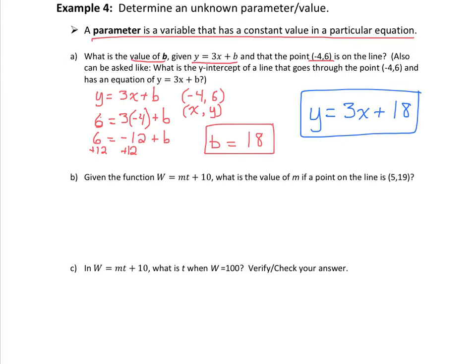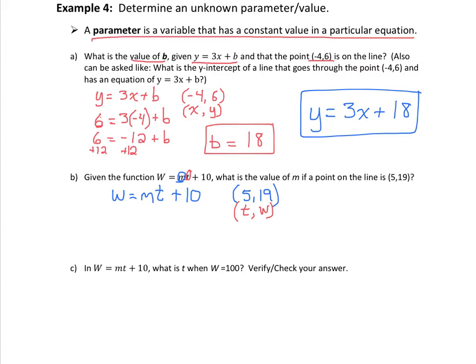Let's look at a different example where the m value is missing this time. So w is equal to m times t plus 10. And we're given the point 5, 19. That, again, is a value on the line. Now, our x variable in this question is actually now t, our independent variable. So in our coordinate, the first value is going to be t, and the second value is going to be represented by w, just like it would be x and y in the previous equation.